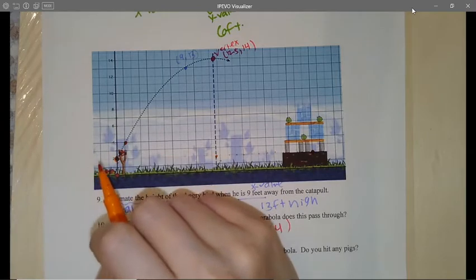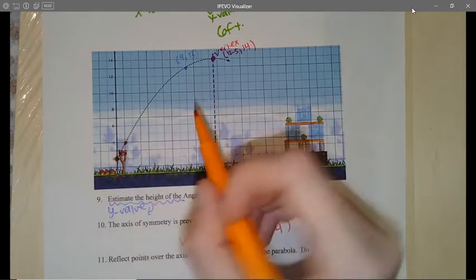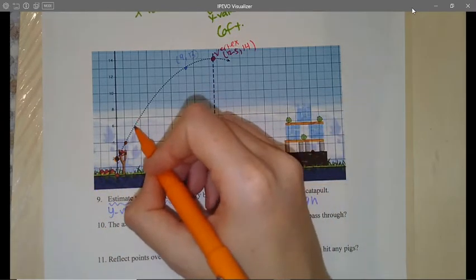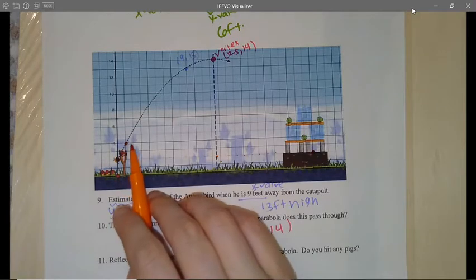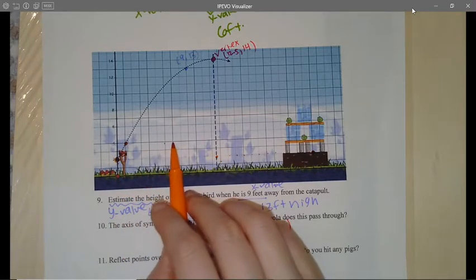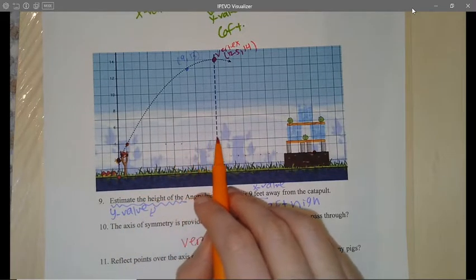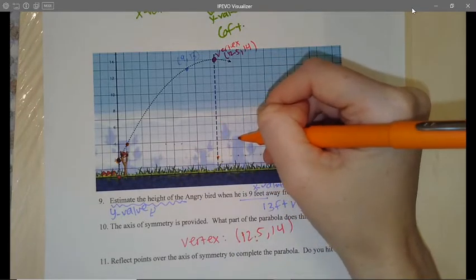Okay, so I'm trying to look for whole number points because it's going to be kind of hard to approximate. Like this one is like 0.1 over or something. It'd be kind of hard to approximate that. Okay, so this point is 1, 2, 3, 4, 5, 6, 7, 8, 9, 10, 11 and a half. So I'm going to go half.